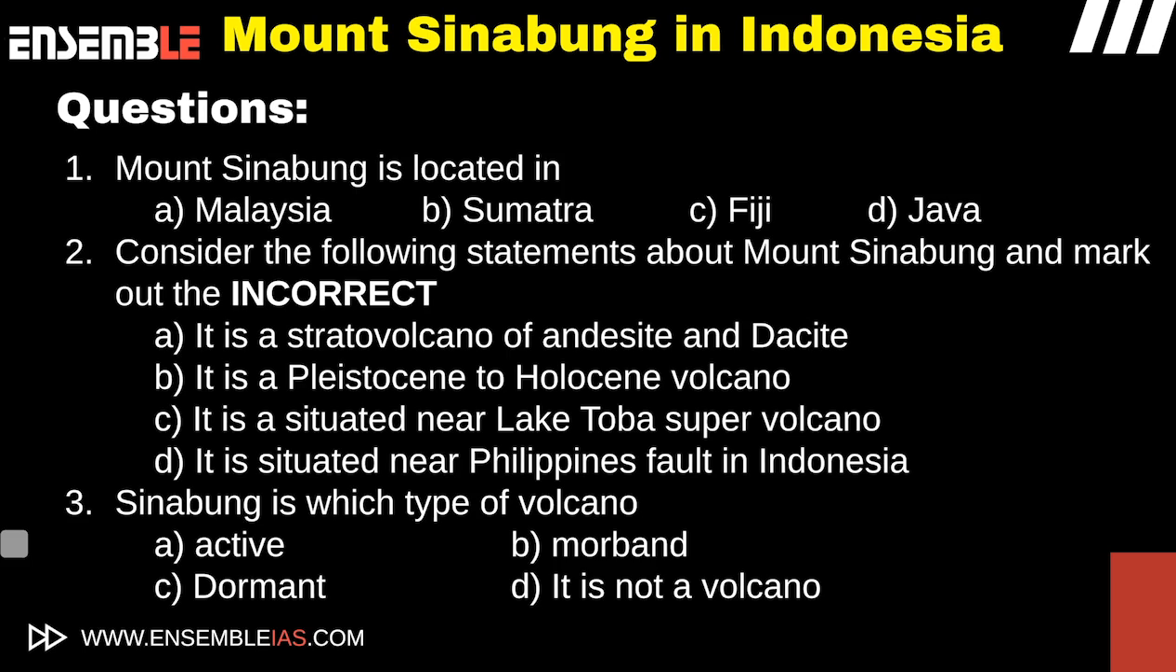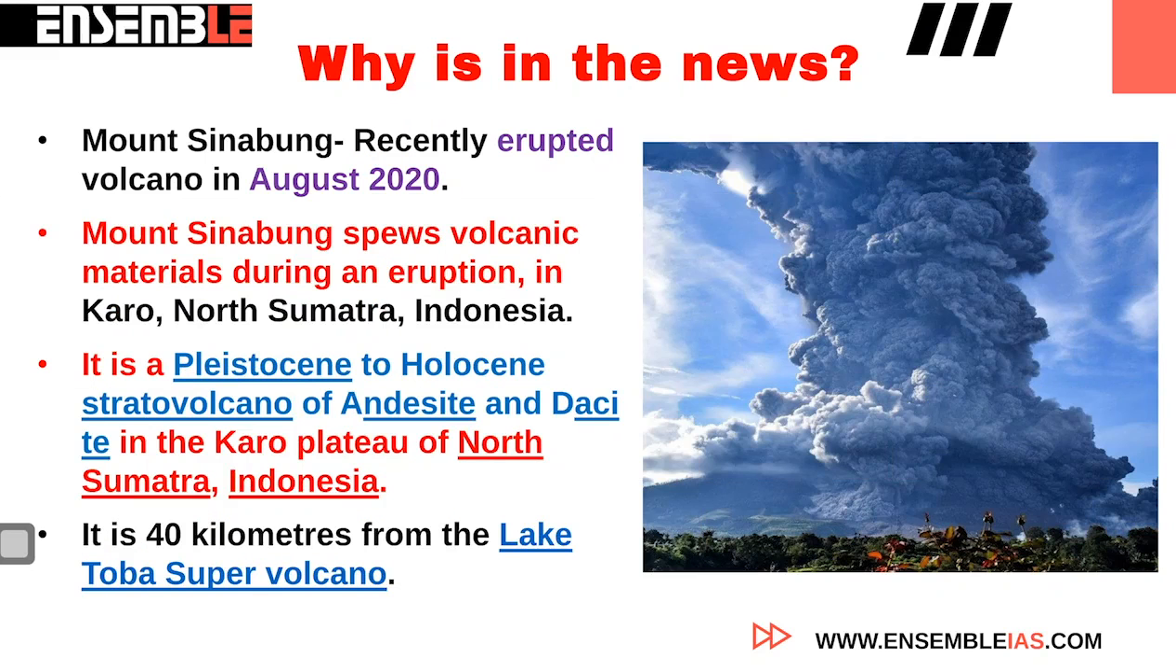Third could be, Sinabung is which type of volcano? A. Active. B. Moribund. C. Dormant. D. It is not a volcano at all. In the next 10-15 minutes, let's go through this topic and we will find the answer to all the questions above.